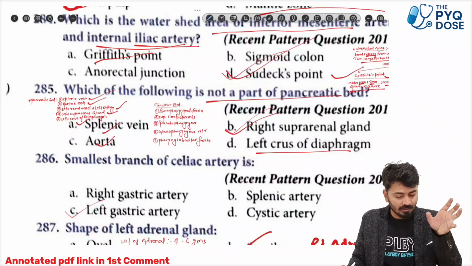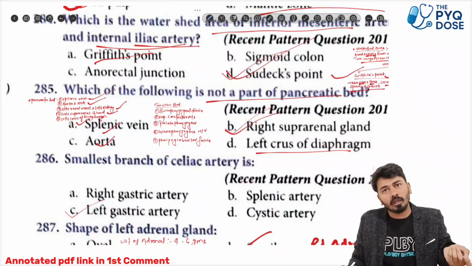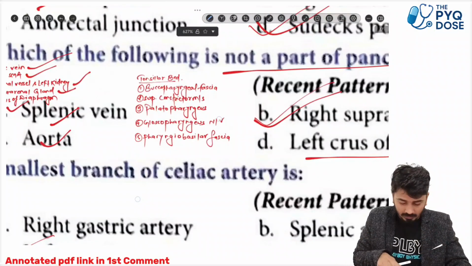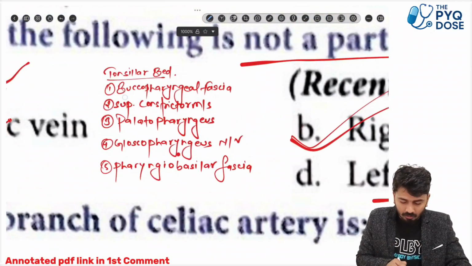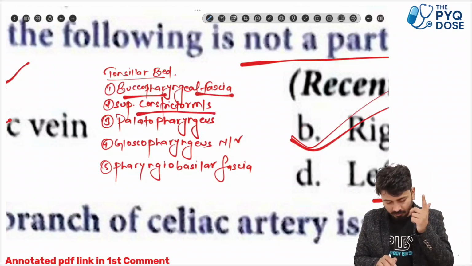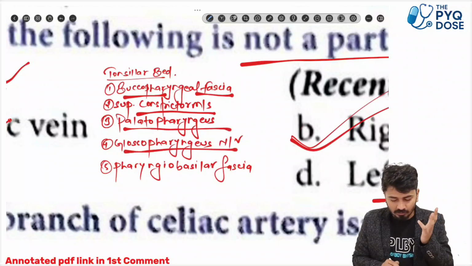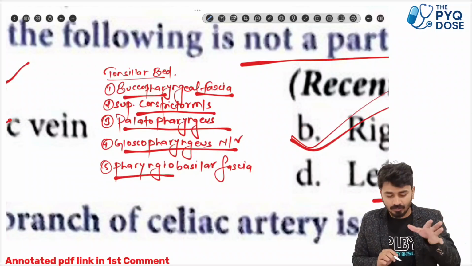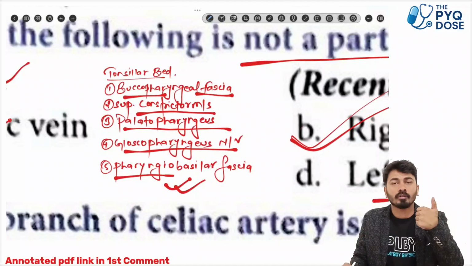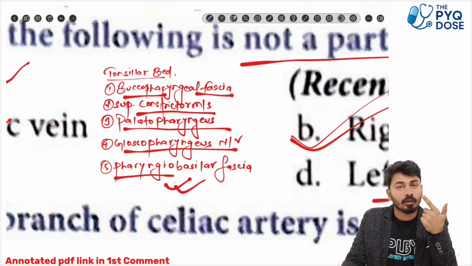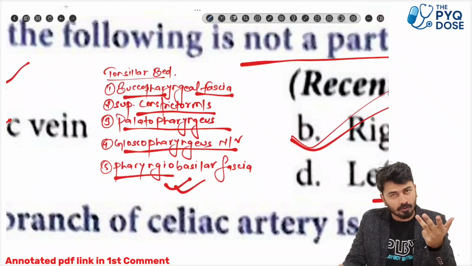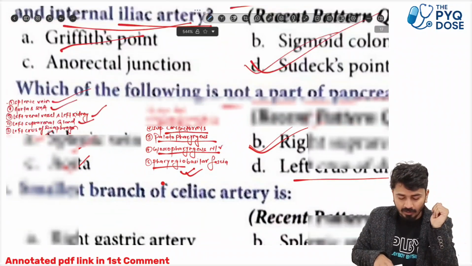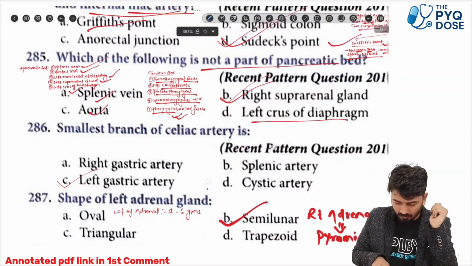Actually, since we have discussed the pancreatic bed, let us finish a similar topic, that is the tonsillar bed also. This will be useful in ENT as well. The tonsillar bed consists of the buccopharyngeal fascia, superior constrictor muscle, palatopharyngeus, glossopharyngeal nerve and the pharyngobasilar fascia. So again, the tonsillar bed has the buccopharyngeal fascia, superior constrictor muscle, palatopharyngeus, glossopharyngeal nerve and the pharyngobasilar fascia. These are the things that make up the tonsillar bed.